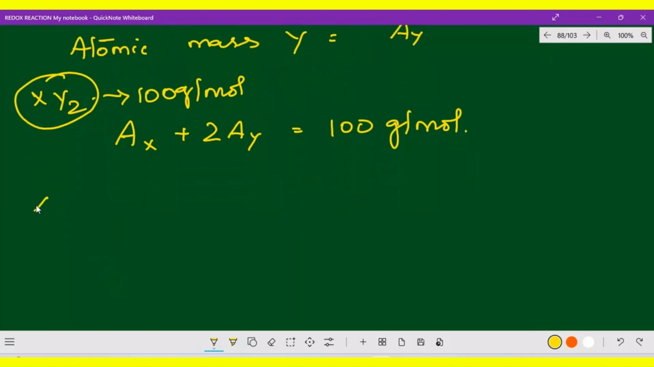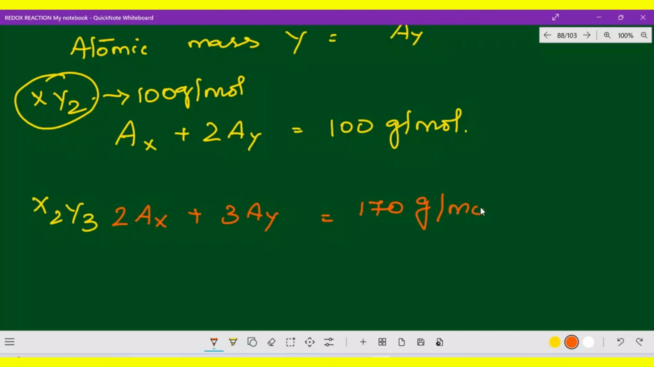170 gram. That is X2Y3. So for that, that is 2AX plus 3AY. I hope you got the clarity. This is 170 gram per mole. So this is equation 1 and this is equation 2.